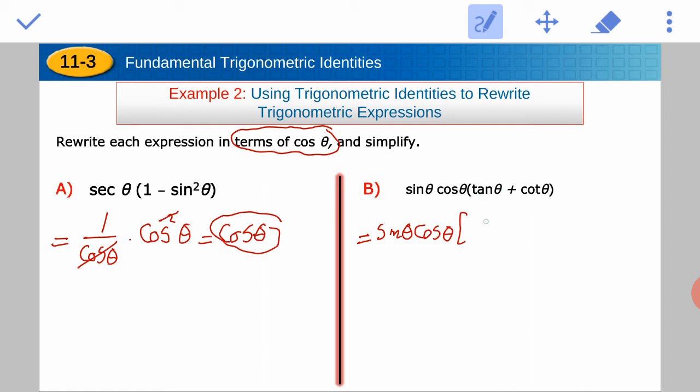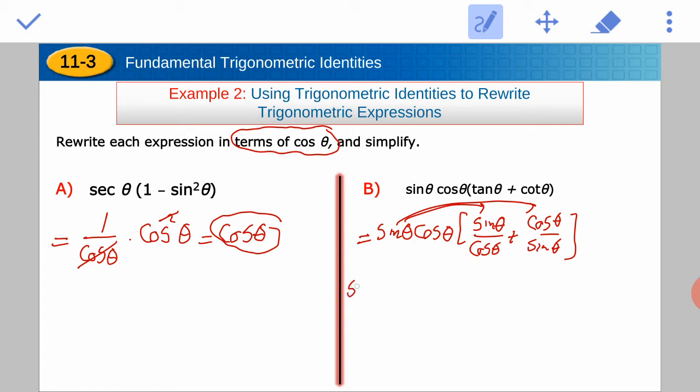Guys, tangent theta can be written, yes, absolutely correct, sine theta over cosine theta. What about the cotangent? It's the opposite. It's cosine over sine. Now guys, I can use the distributive property. I can multiply sine cosine times the first term one time and times the second term. This is what we call the distributive property.